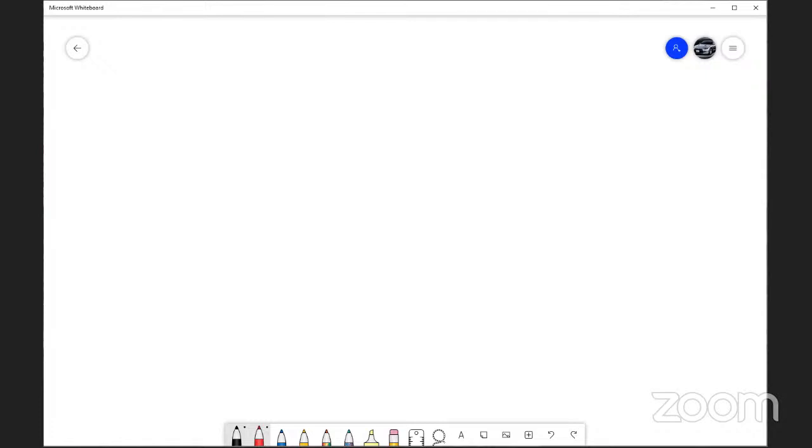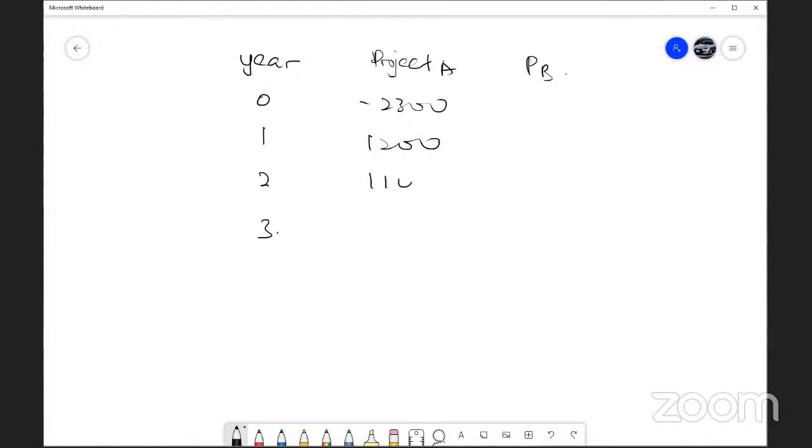Let's see the cash flow first. Year 0, 1, 2, 3. Project A and project B. Project A: negative 2300, 1200, 1100, and 900. Project B: negative 3900, 800, 2300, and 2900.